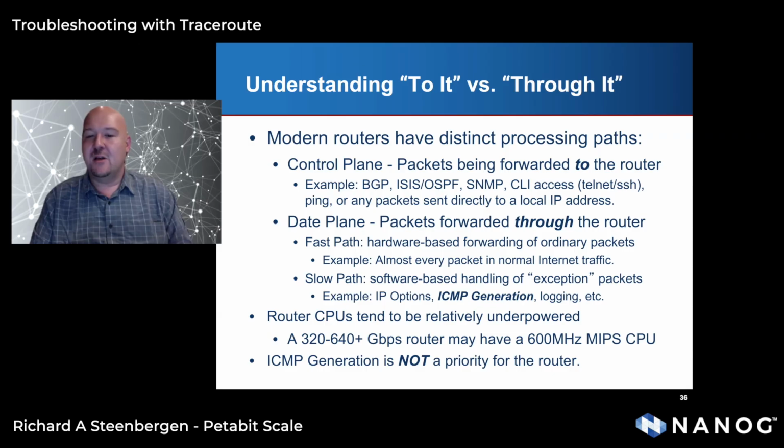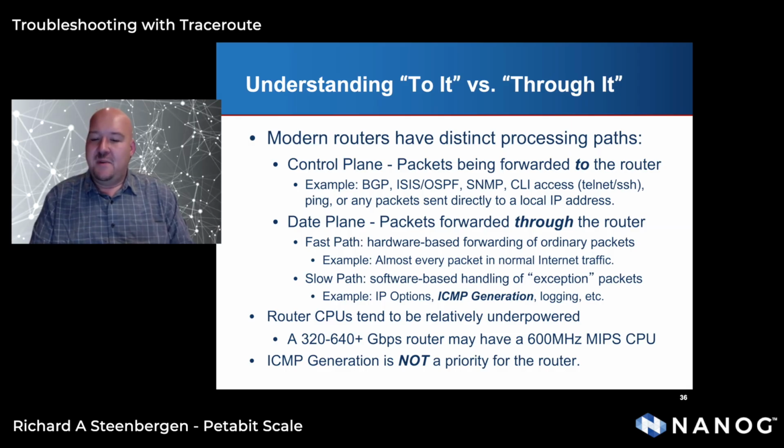And then you have the slow path. So this is where you go outside of something that can be handled by the ASIC, and it has to be processed by software. So these tend to be exception packets. So for example, IP options, ICMP generation, which is the one we care about. If you do any kind of logging, any kind of exception to the normal rule can cause a packet to be punted to the slow path processor.